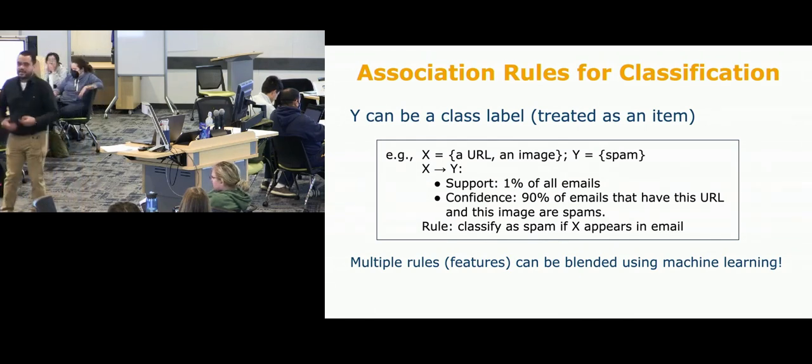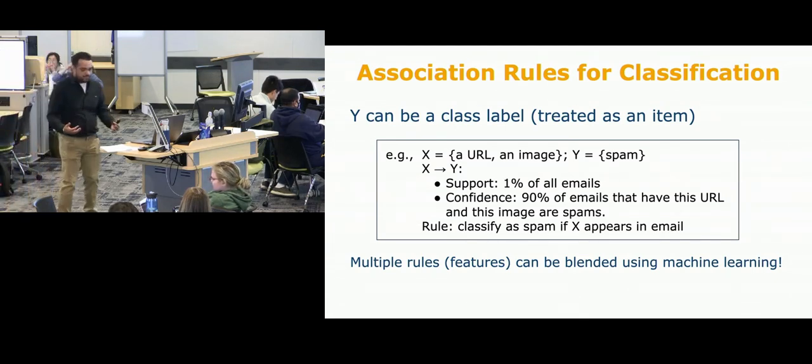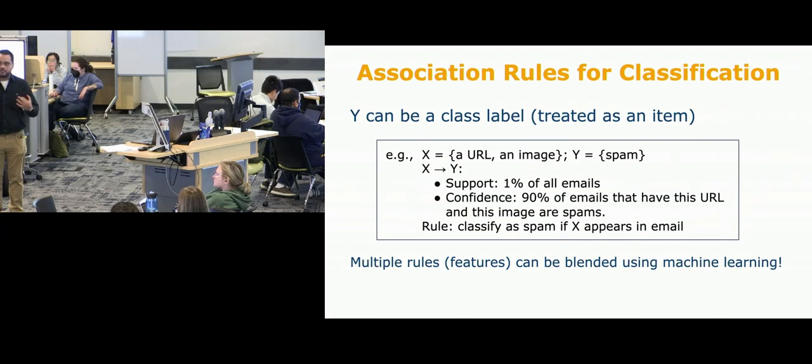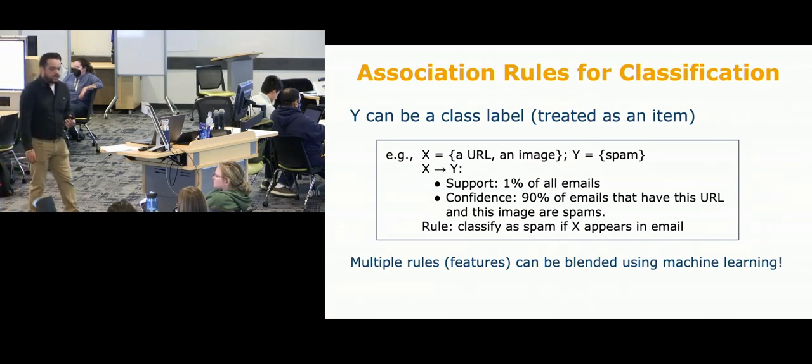Association rule mining is a very simple thing, but it has lots of applications, as you can see. You could make far more complex things based on this simple rule mining.